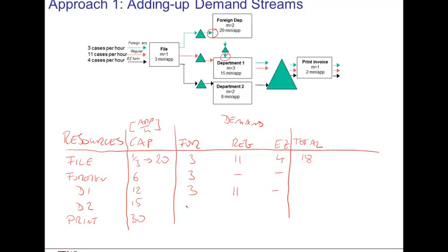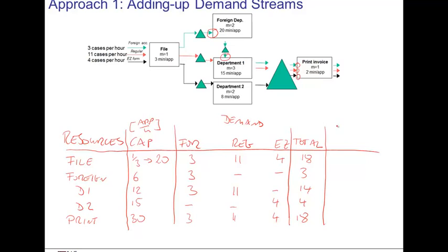In Department 2, however, we have no foreign, no regular, just easy ones at a rate of 4 units per hour. Finally, everybody shows up at printing, and the total demand there is 3 plus 11 plus 4 equals 18. So you noticed here that a nice process flow diagram, ideally using different colors to illustrate the different flows, is going to be very helpful as you do these calculations.